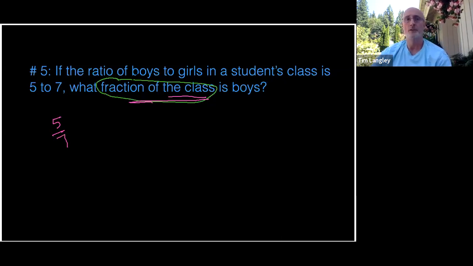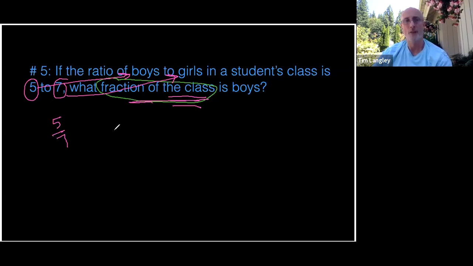So if it says the ratio of boys to girls, the first number I got was boys, okay? So boys to girls. So for every 5 boys, there are 7 girls. But the question's not asking that. It's asking of the class, okay, of the whole class. So how am I going to figure out the ratio of boys to the whole class? Here's what I want to do.